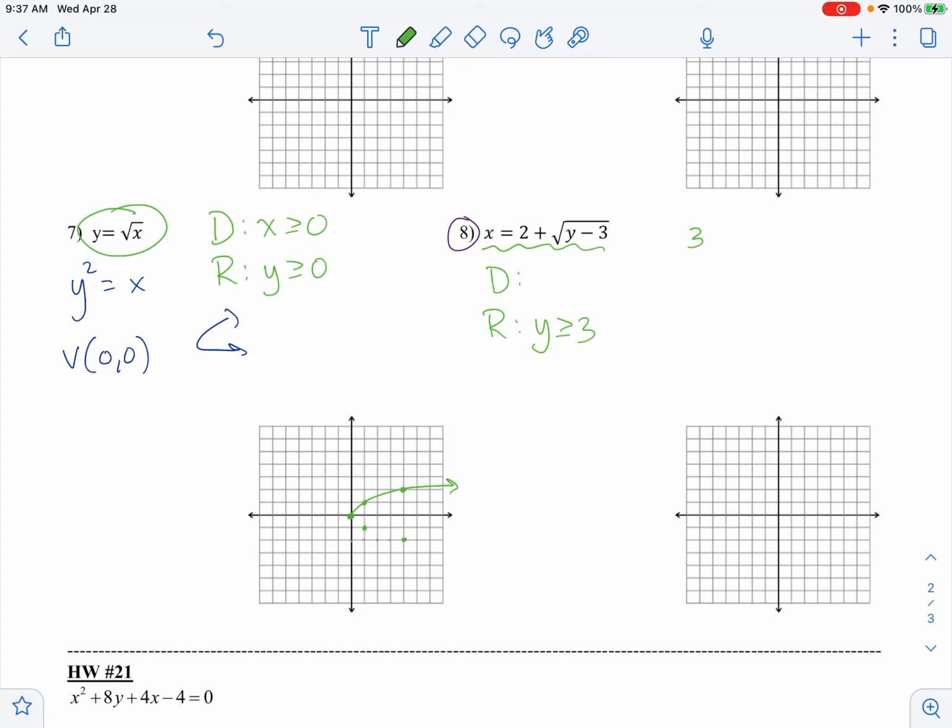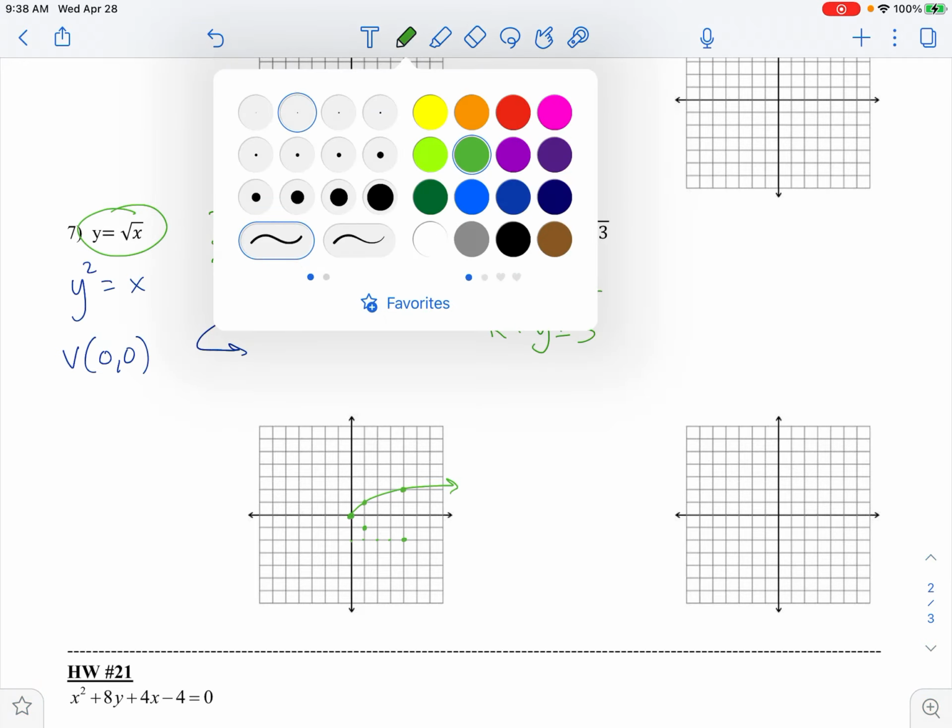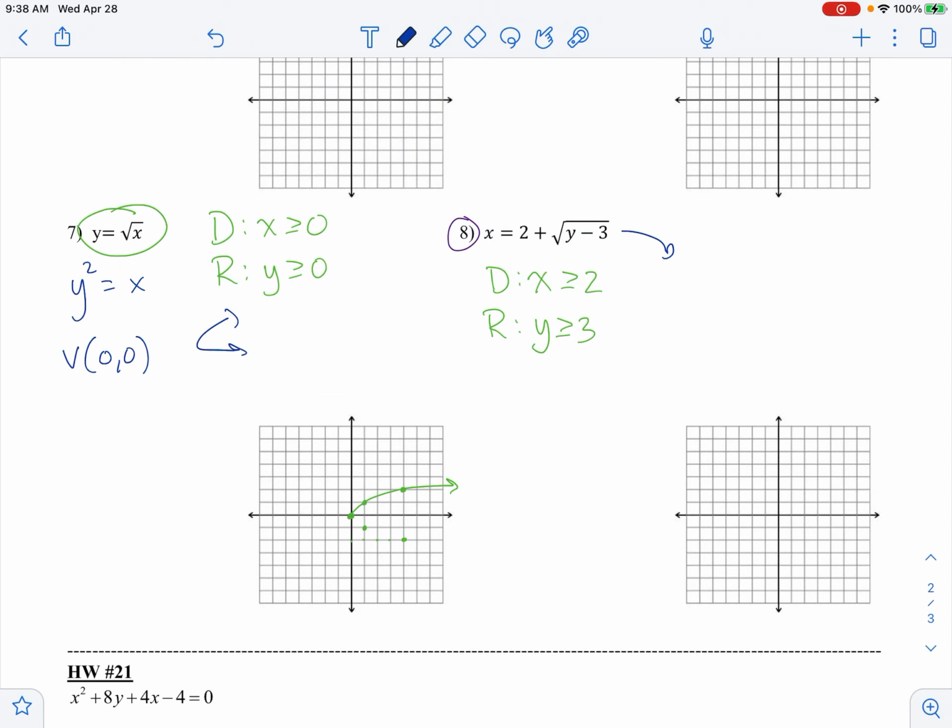Let's see what's happening with my domain now. If this whole square root was 0, that's kind of like my starting point, then I would start at 2 because I'm adding 2. If it was anything bigger, then I'm adding 2 to some positive number. So my x values are going to be greater than or equal to 2. So now that I have that, I'm going to manipulate my equation so that it's a little easier to graph. All right, let's see. First thing I think I would do is minus 2 onto both sides. And now I'm going to square both sides. I get x minus 2 all squared is equal to y minus 3.